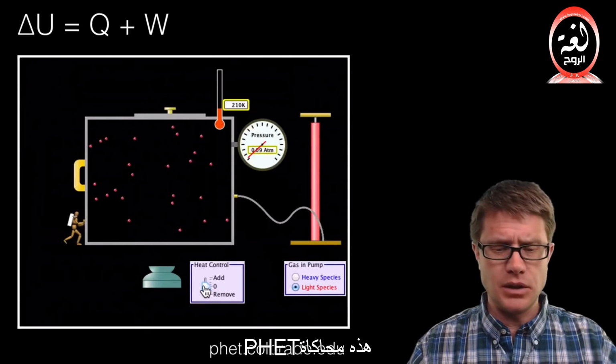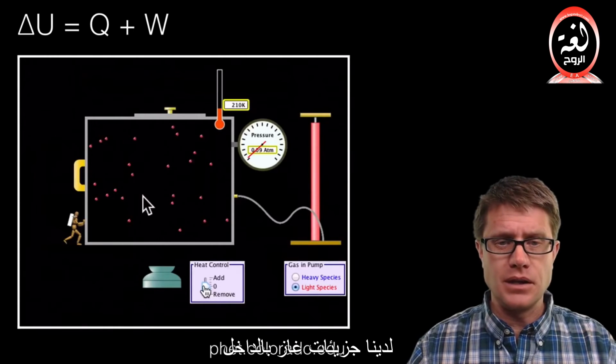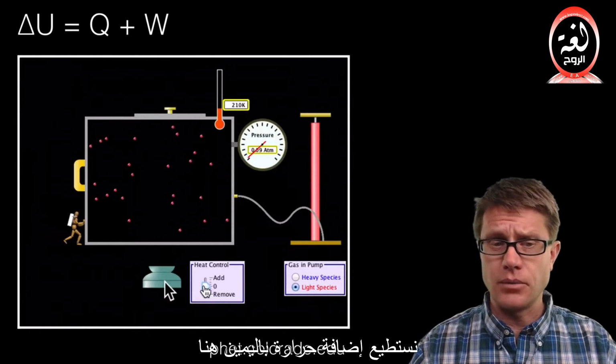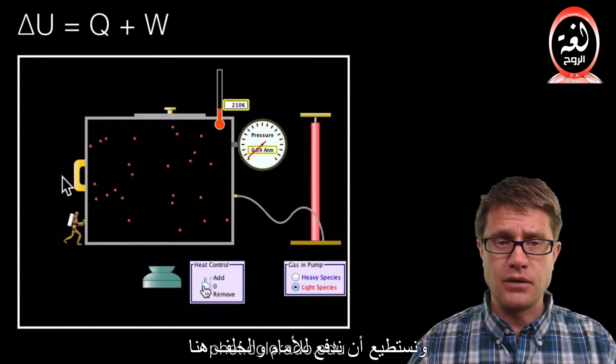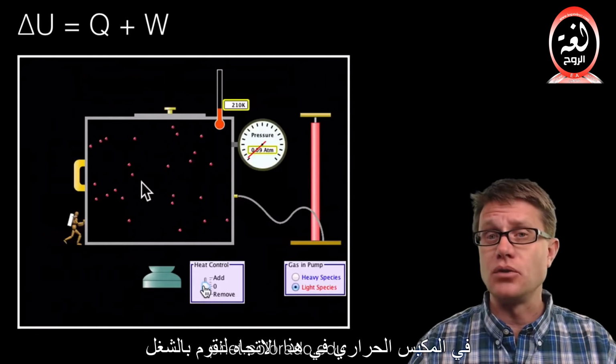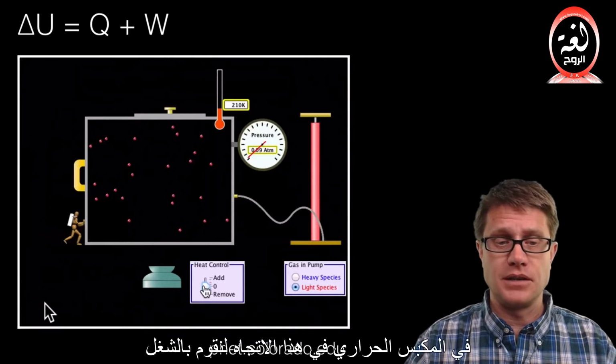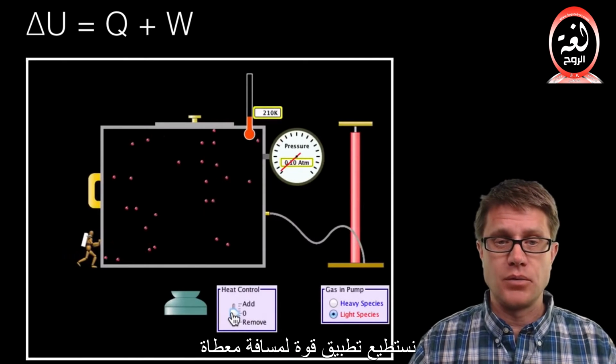And so let's start with a little simulation here. This is a PhET simulation. We've got the gas molecules on the inside. We can add heat right here, and then we can push back and forth on the piston on this side so we can do work. We can apply a force for a given distance. And so let's watch what happens when we run the simulation.